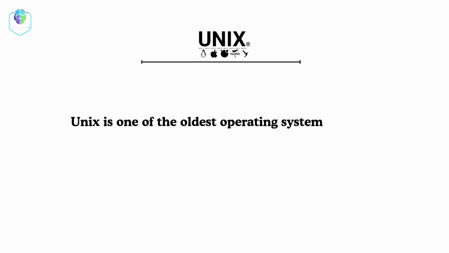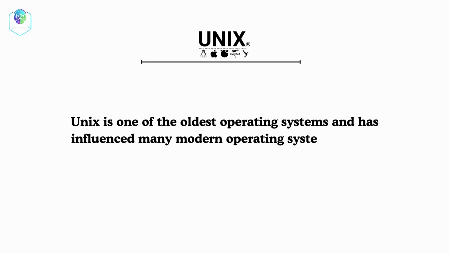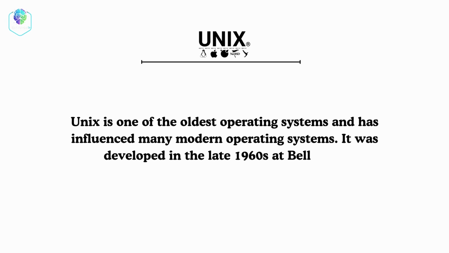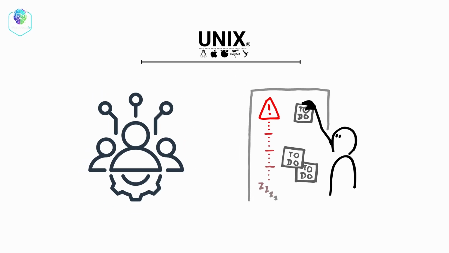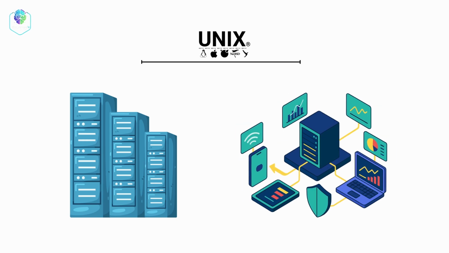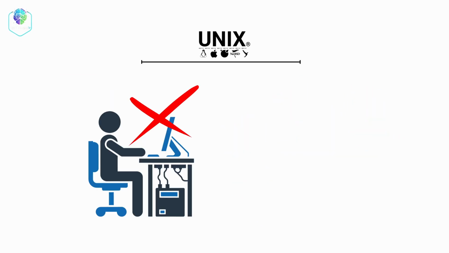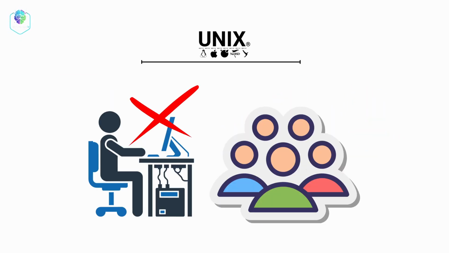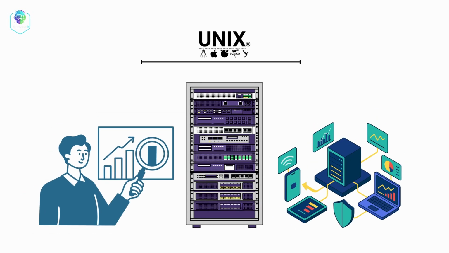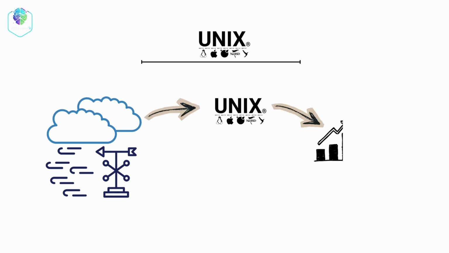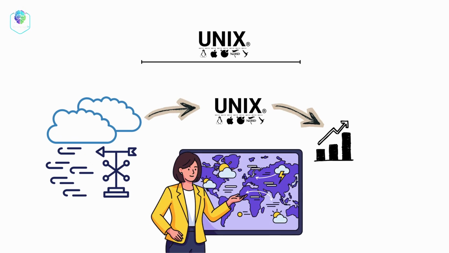Unix is one of the oldest operating systems and influenced many modern OSs. Developed in the late 1960s at Bell Labs, it was designed for multi-user, multitasking environments, mainly for servers and high-end computing. Unix isn't common among everyday users. It's mostly used in corporate servers, banking systems, and scientific research. For example, the National Weather Service uses Unix to process huge amounts of data for weather forecasting.